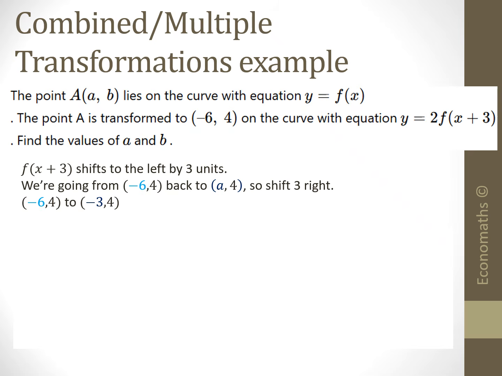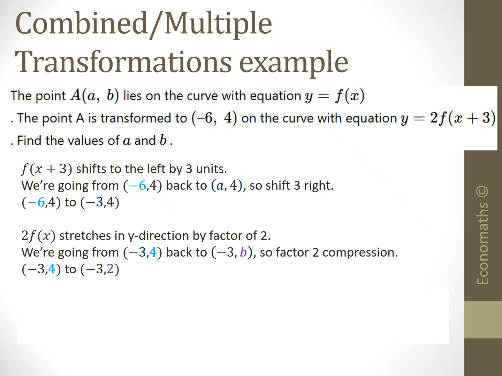Okay, so we have two transformations. The transformation that's f of (x plus 3) inside the function, we know that that shifts 3 to the left. So if we're going back from (-6, 4), if the x coordinate is going back to a on the original point, capital A, then we need to actually shift 3 to the right, which means that -6 needs to shift back 3 to the right to -3.